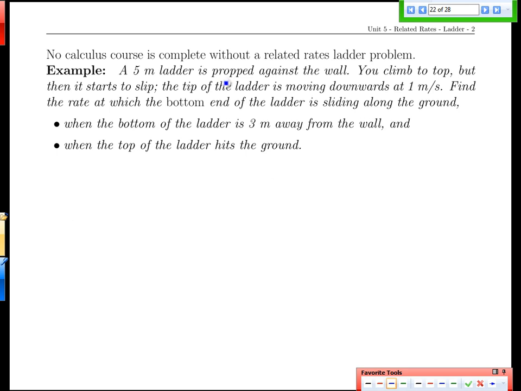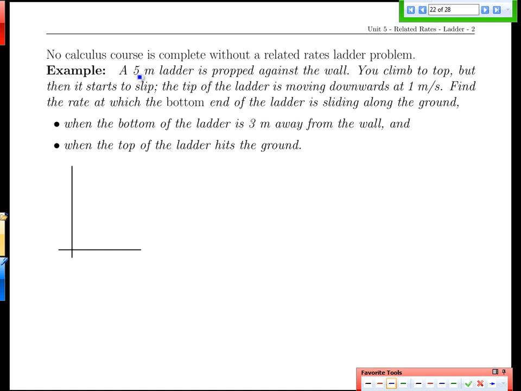Now, this is a calculus course, and for whatever historical reasons, ladders sliding down walls have become the emblem, the poster child of related rates problems. So we'll do one here, just so we feel like we've all had the experience.